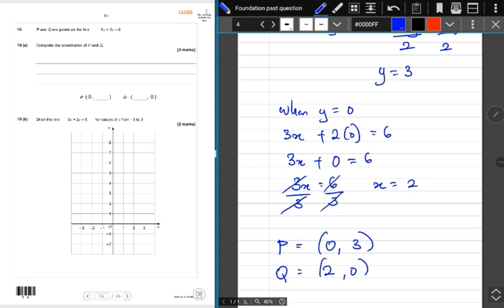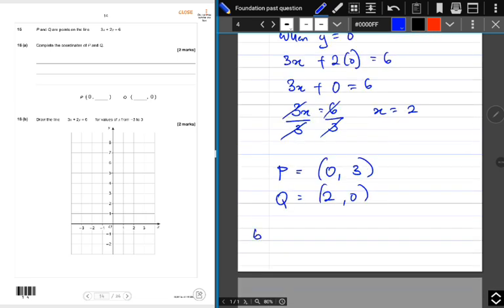So for question 16b, it says draw the line of 3x plus 2y equals 6. Now for B, the first thing we have to do is, it says for values of x from minus 3, so this is x equals minus 3, minus 2, minus 1, 0, 1, 2, and 3.